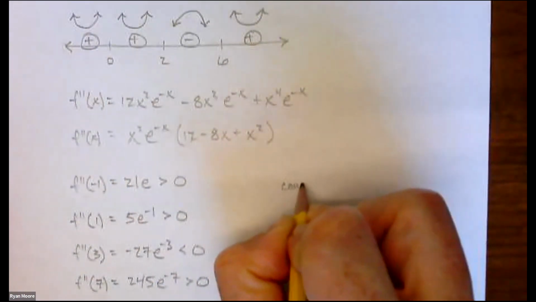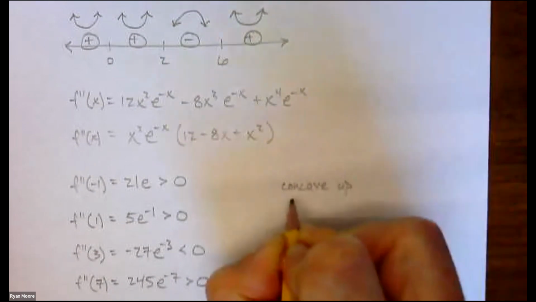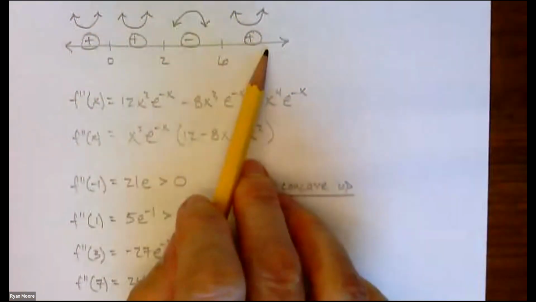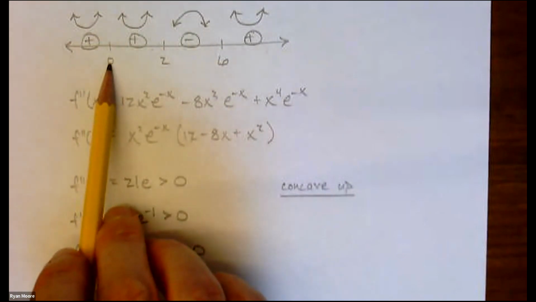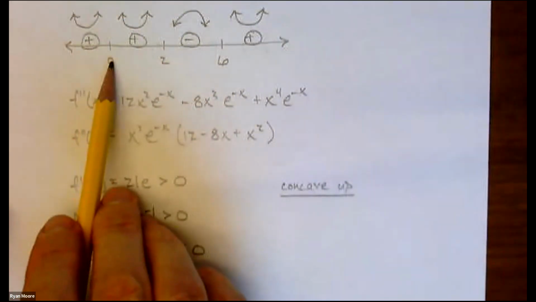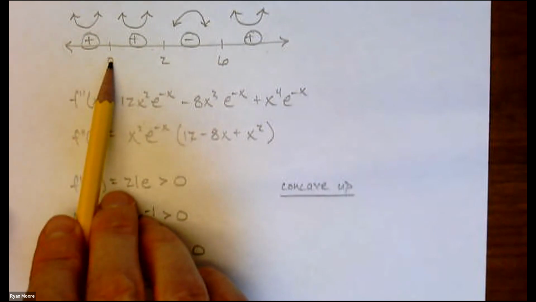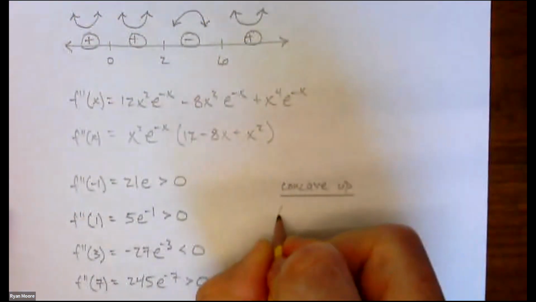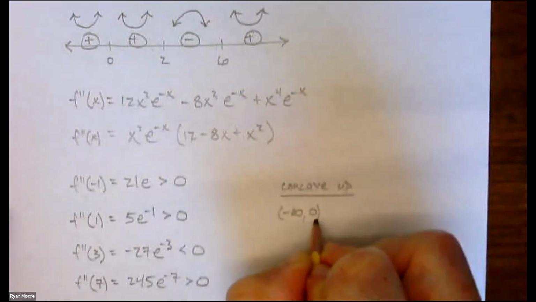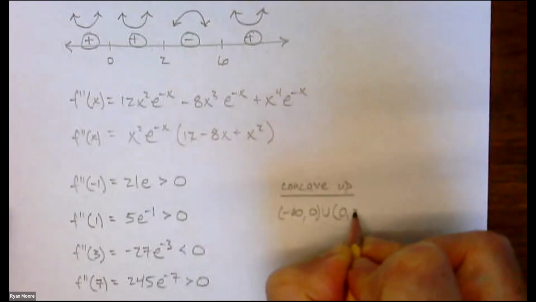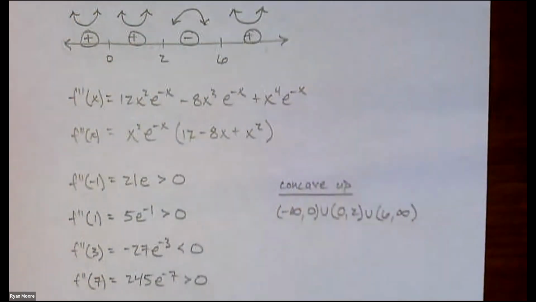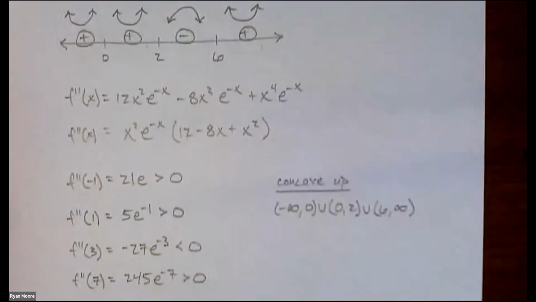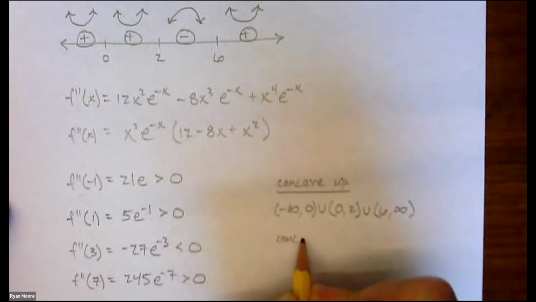So I've got it, concave up. Let's see, here, here, and here. Notice we got the 2 back to back. At 0 itself, it is not concave up. At 0 itself, the second derivative equals 0, so we cannot include the 0. We have to say it's from negative infinity to 0 union 0 to 2 union 6 to infinity. We have to break it up on either side of 0.